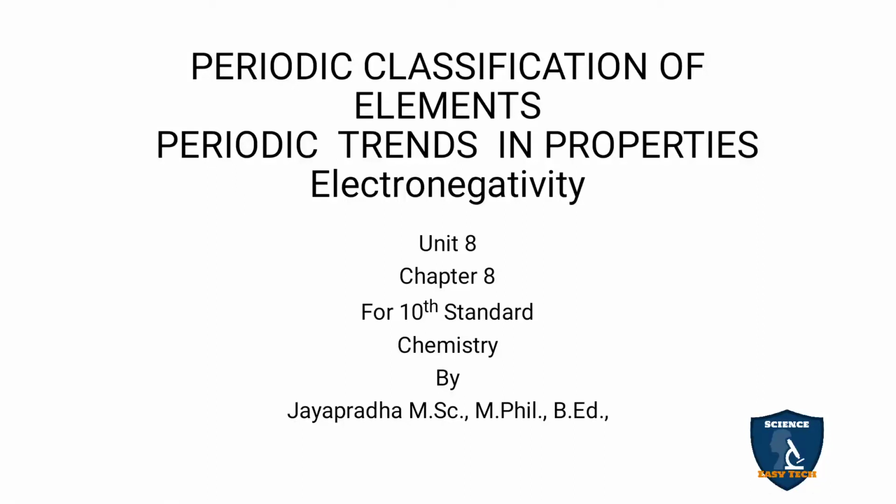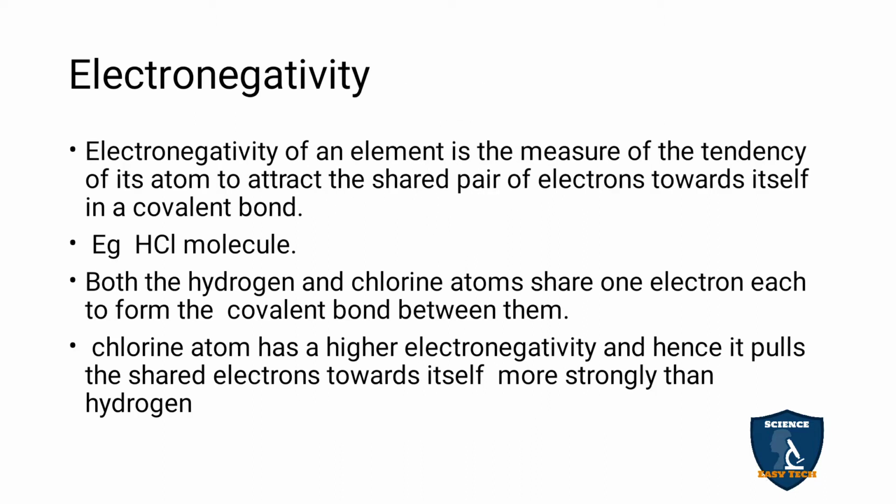Topic is electronegativity in periodic trends in properties, periodic classification of elements, Unit 8, Chapter 8 in chemistry. Electronegativity. So we have seen the atomic radius, ionic radii, ionization energy, electron affinity, and today we are going to see the electronegativity. So first you must know what is electronegativity.